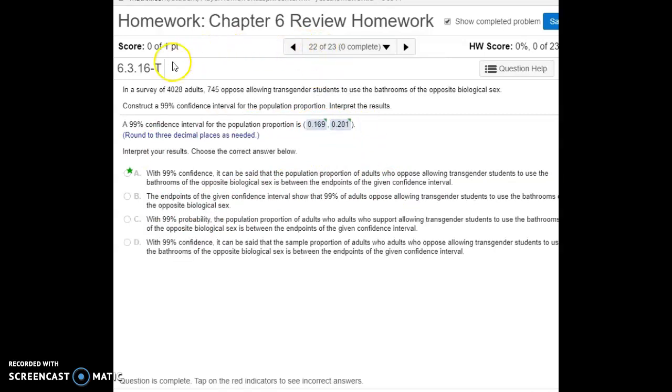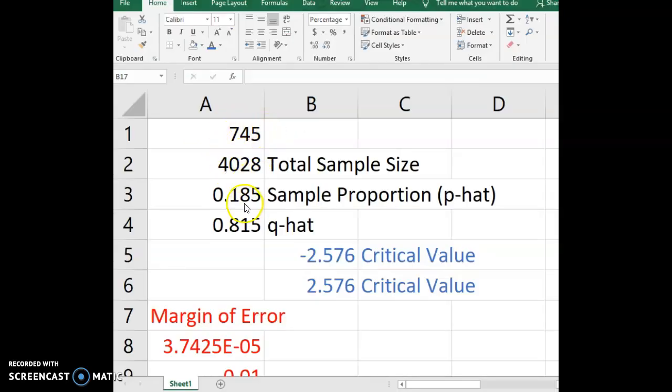22 will be similar to 21. We have the total number of people in our sample, and the number in this case who oppose a certain action, and we're going to create a 99% confidence interval for the proportion of the entire population who oppose that action as well. So here's our information of our sample.